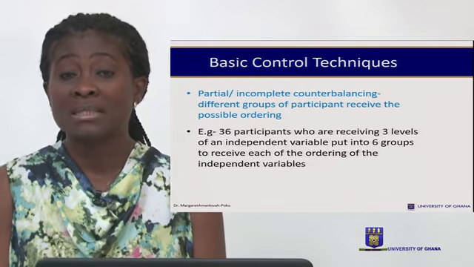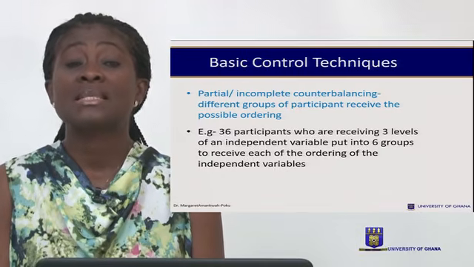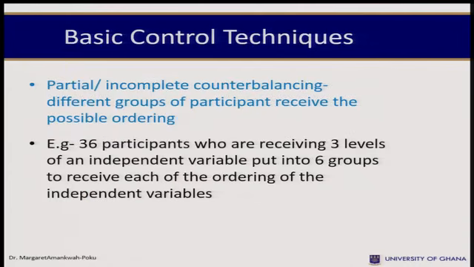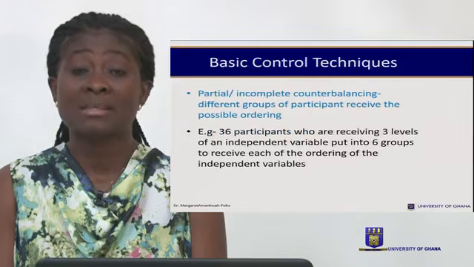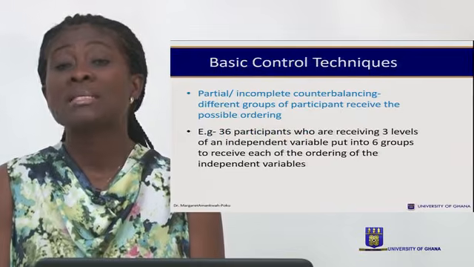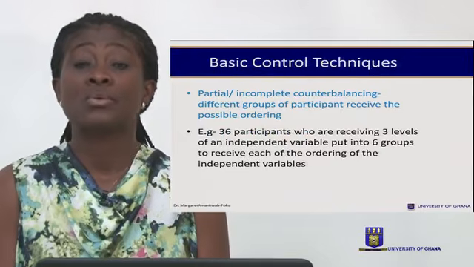And notice the word partial. What it means is that in this instance, we cannot have each of the participants having a different order or different sequence of the administration of the independent variable. What we have is groups of participants who will have different orders of the independent variables. So imagine we have 6 participants and we have 3 levels of the independent variables. It means that we'll put our participants in 6 groups.